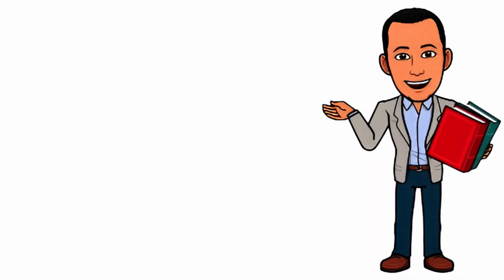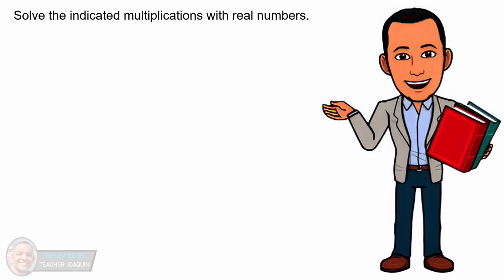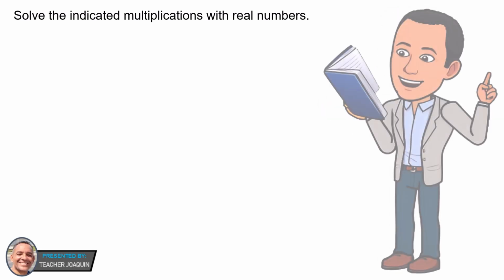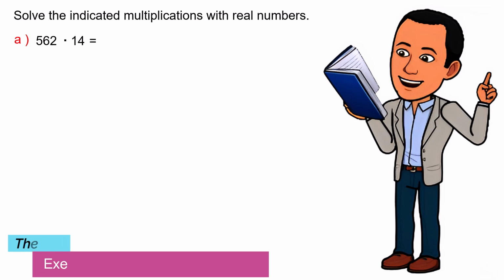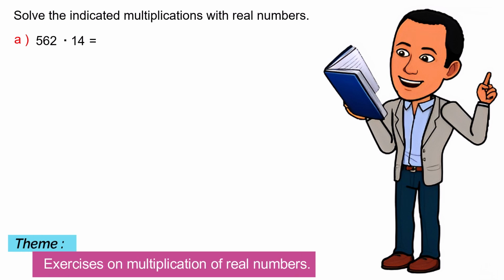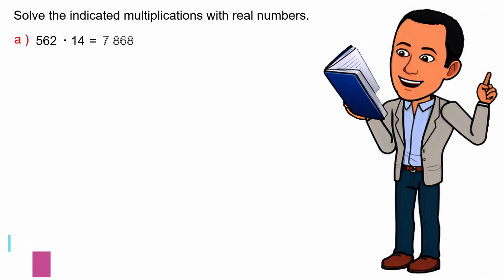To begin with, we will perform an activity. Solve the indicated multiplications with real numbers. Literal A: 562 multiplied by 14. In this first case, we have the product of natural numbers. Therefore, the result is 7,868.